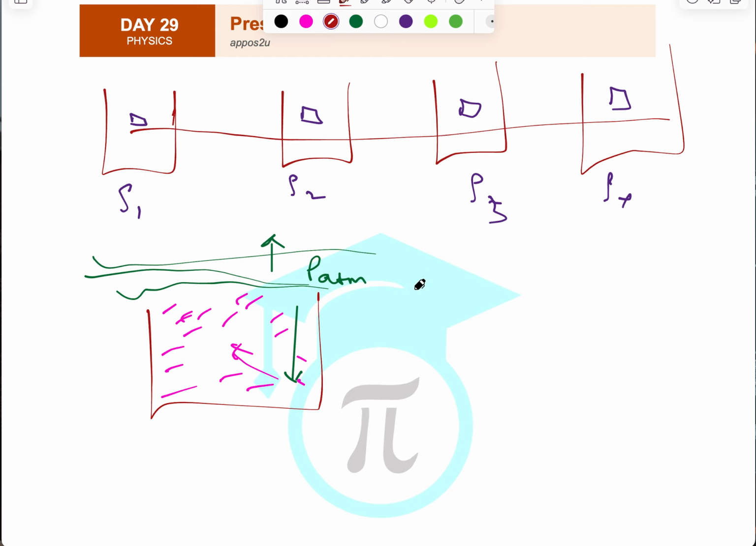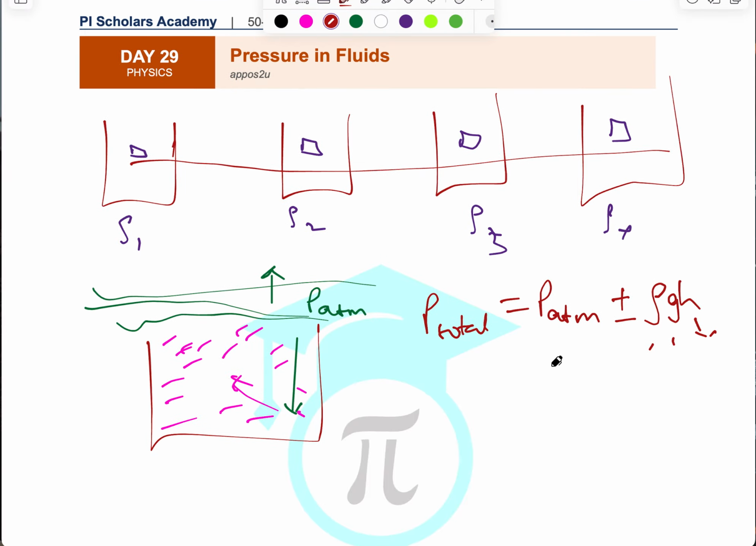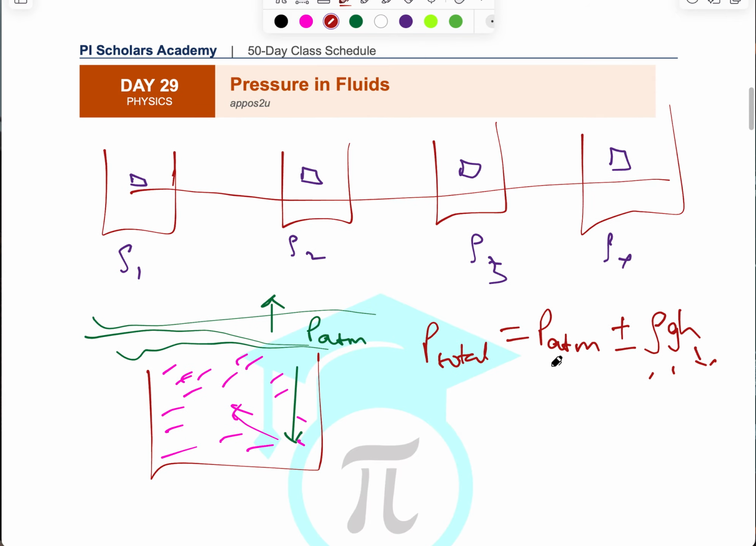If you want to determine the total or the net pressure in a system, it is actually the atmospheric pressure plus or minus the gauge pressure. This gauge pressure is given as rho gh. Rho is the density, g is the acceleration due to gravity, and h is the height or the depth, depending on which one we are dealing with. So it's going to be the atmospheric pressure plus or minus rho gh.